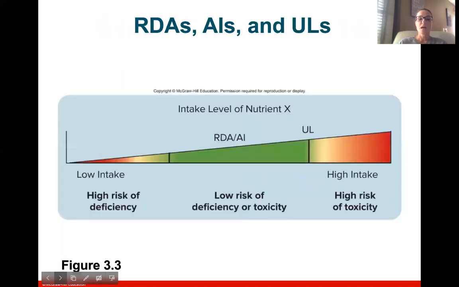And so with RDAs and adequate intakes, if we are consuming that nutrient within those guidelines, we are at very low risk for deficiency or toxicity. If we are below that, we are at risk for deficiency diseases. If we are above that, we are at risk for toxicity.